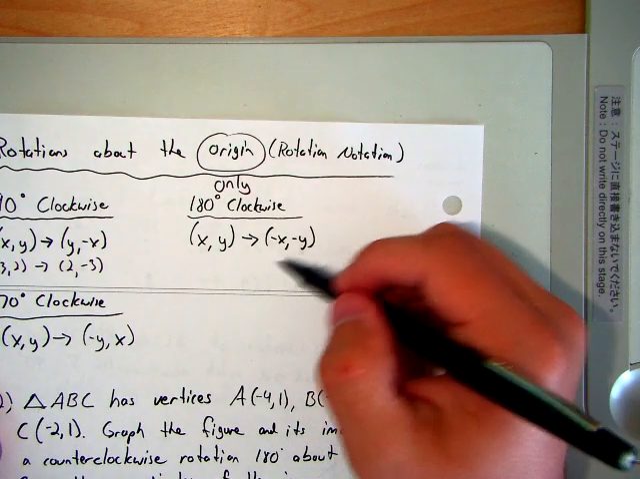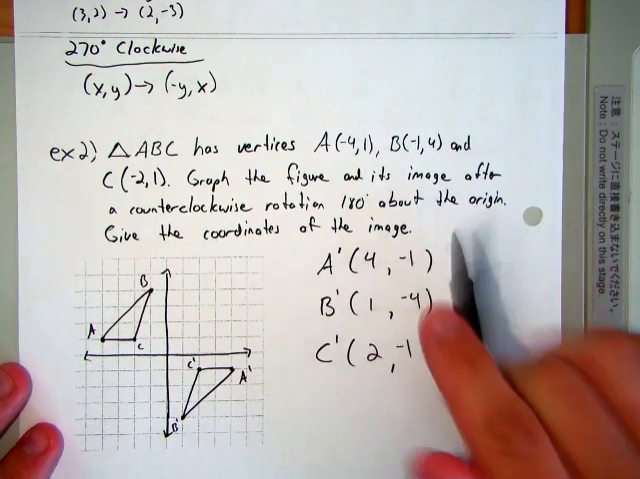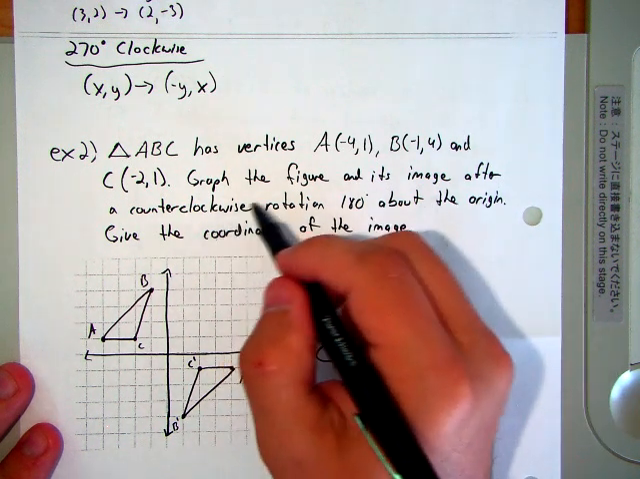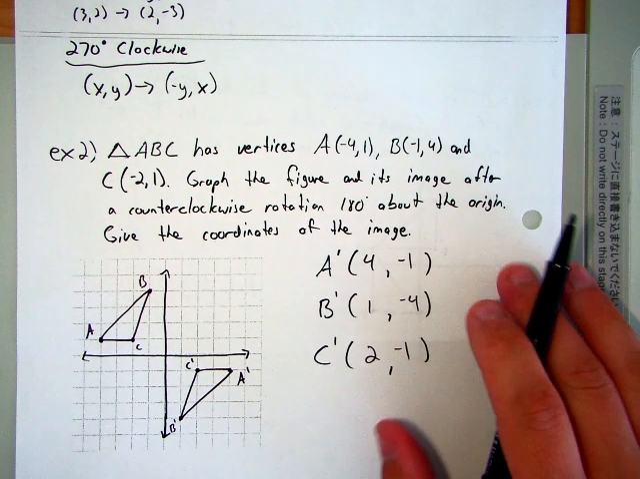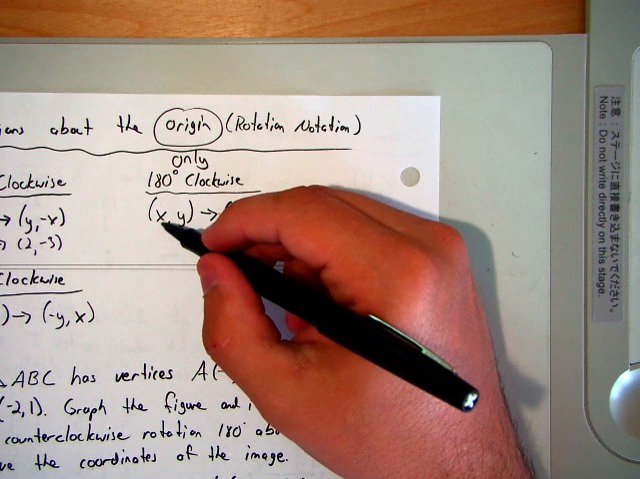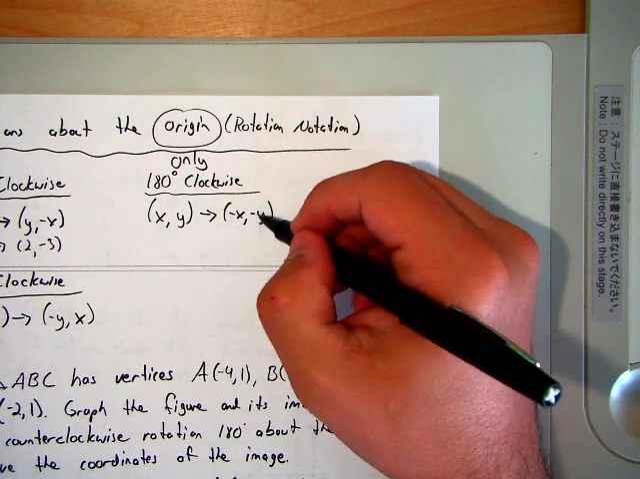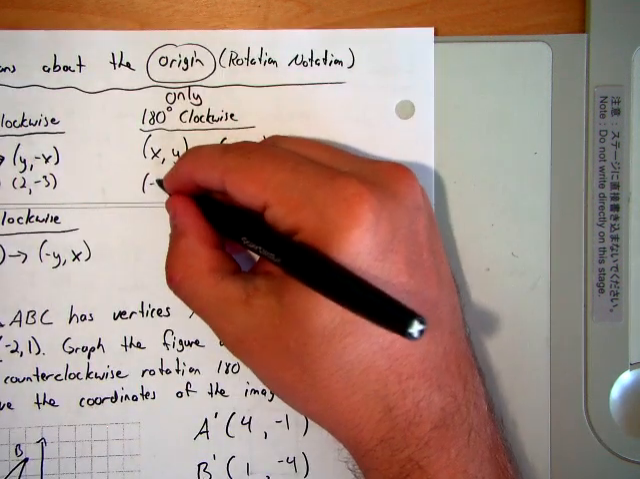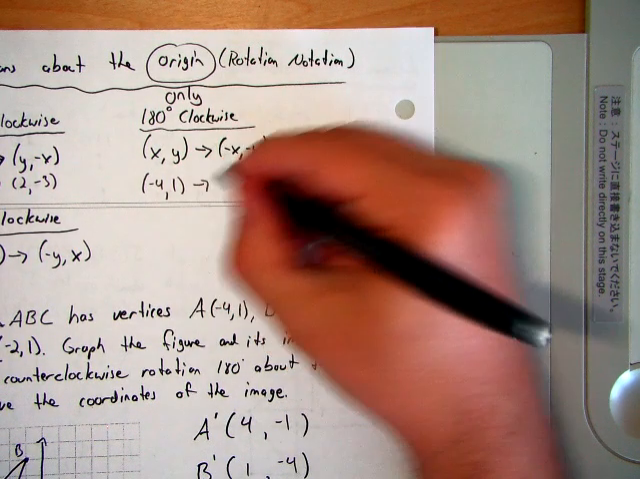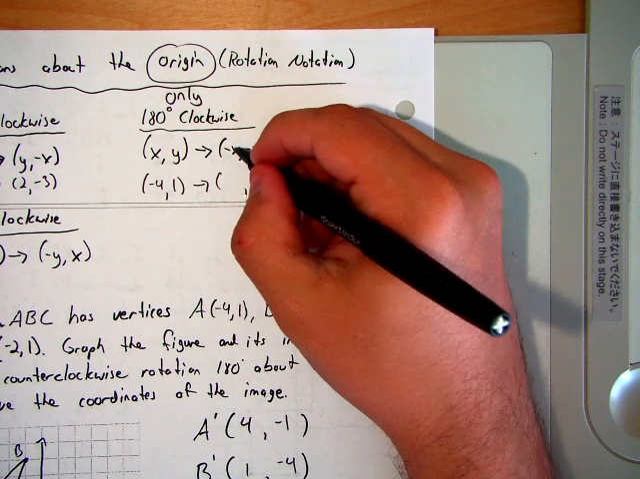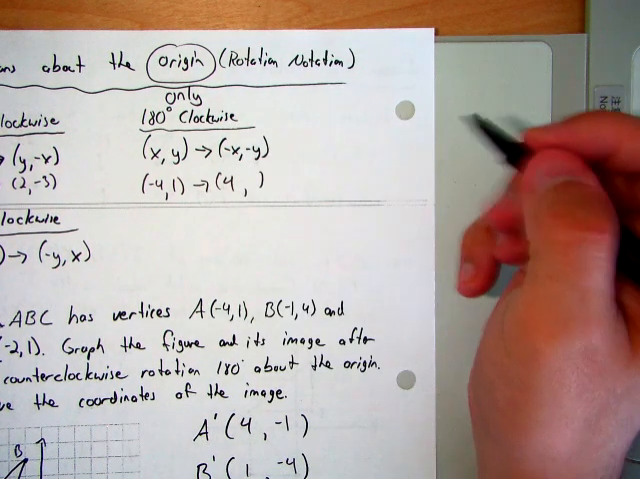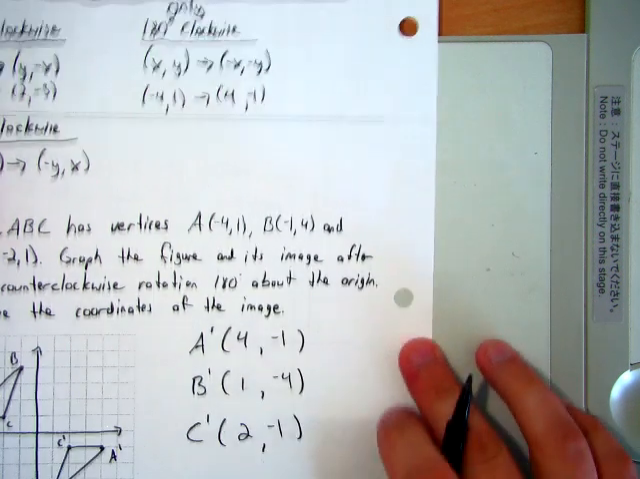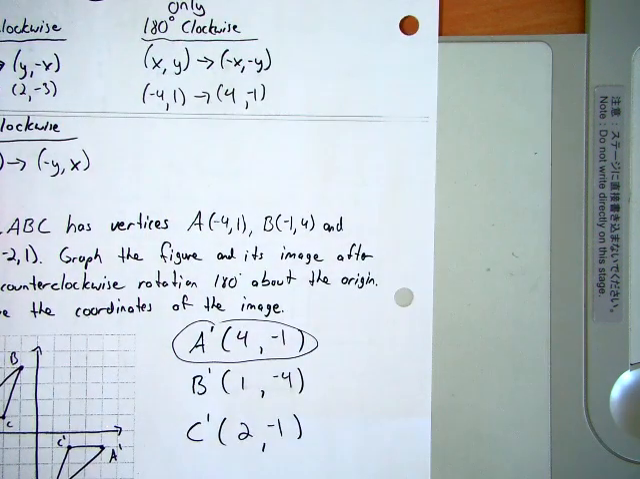180 degrees clockwise. We did the same thing down here. The only difference is it was counterclockwise, but again, 180 degree rotation, counterclockwise or clockwise, doesn't matter, they're the same. So X and Y become their opposites. So A, if we look down here again, was negative 4, 1. Doing this process here, negative 4 becomes its opposite, 4, and 1 becomes its opposite, negative 1. And that's exactly what we got for A prime.